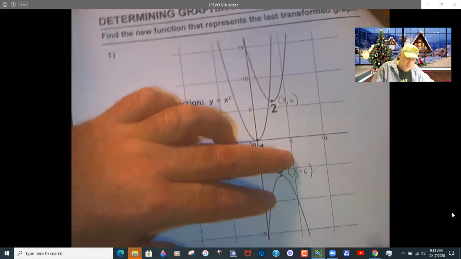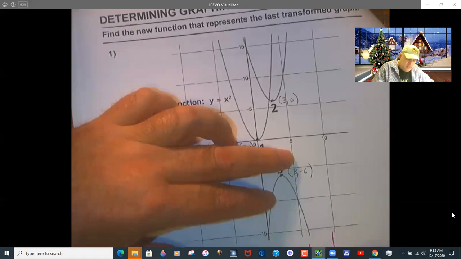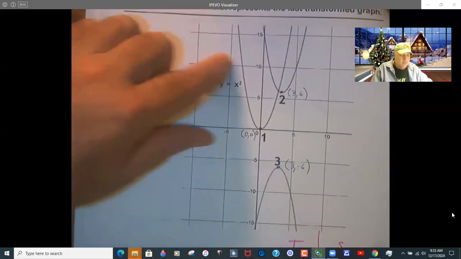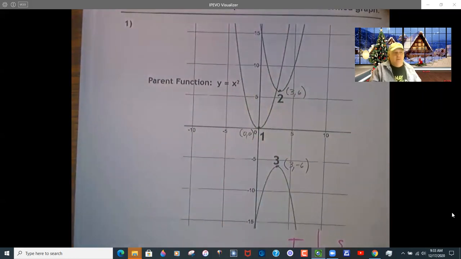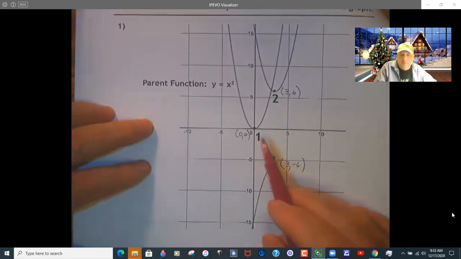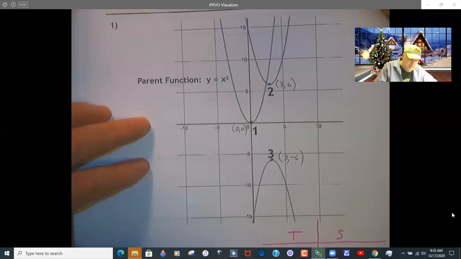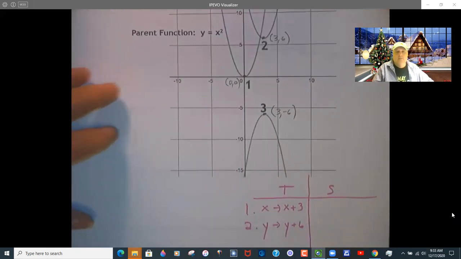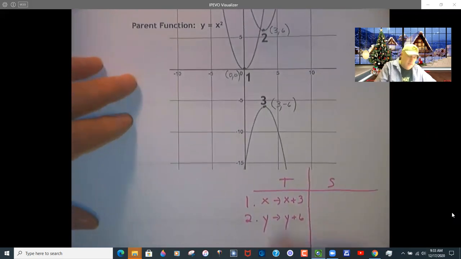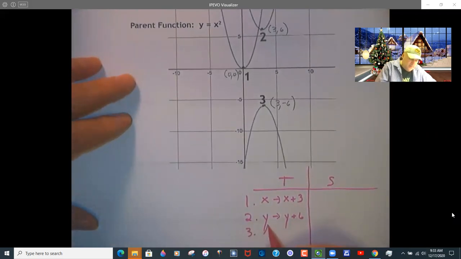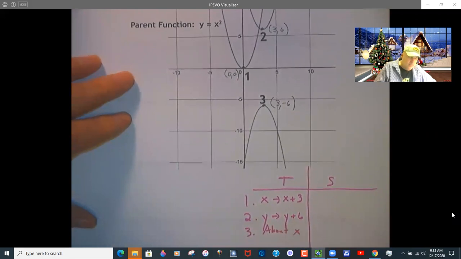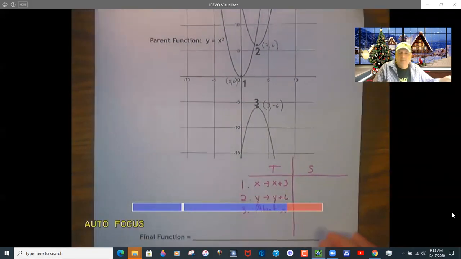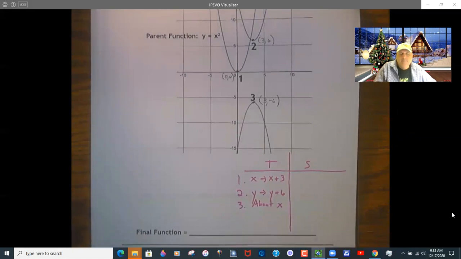And then the third assignment is you're still doing this table here with graphs. So you figure from 1 to 2, what happened? Well, I went 3 to the right and 6 up. So 3 to the right and 6 up. So that's the from 1 to 2. And then from 2 to 3, I reflected about x. So it's just figure it out from the graph.